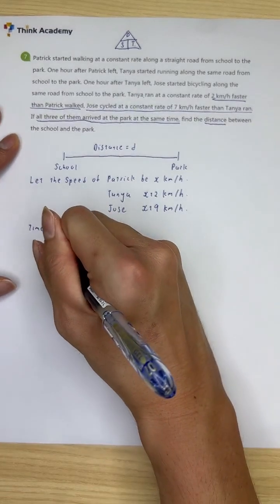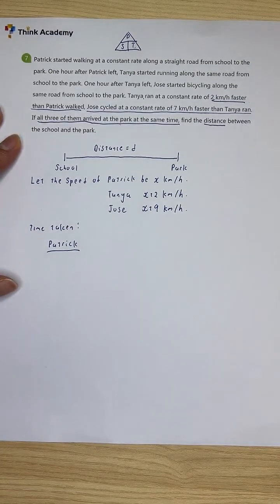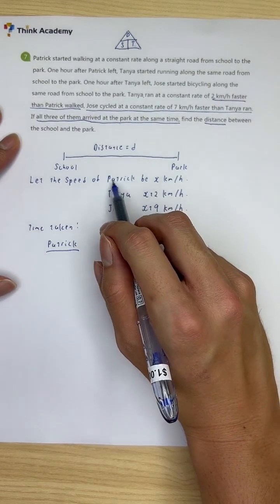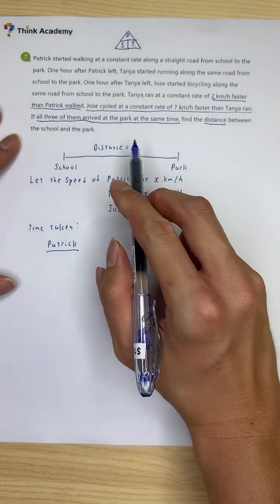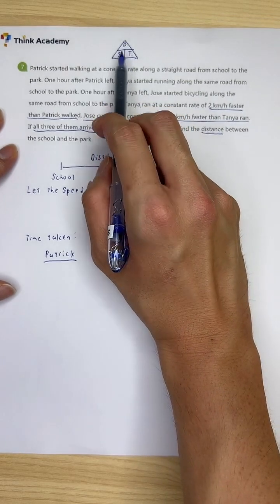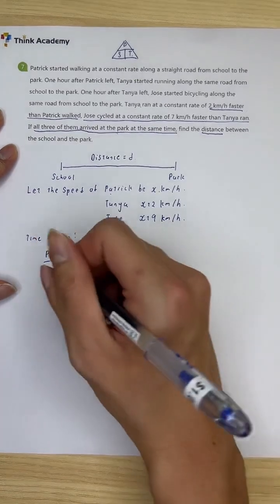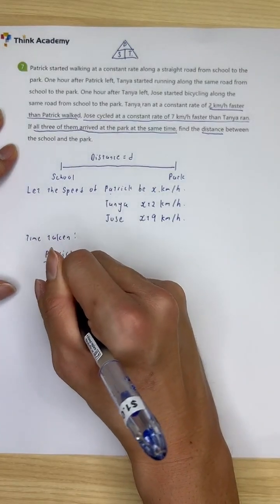Let's take a look at Patrick. Patrick has a speed of x kilometers per hour. Distance is d. And then recall our little pyramid over here. Distance, speed, time. So what's the time taken by Patrick? It's going to be d over x.